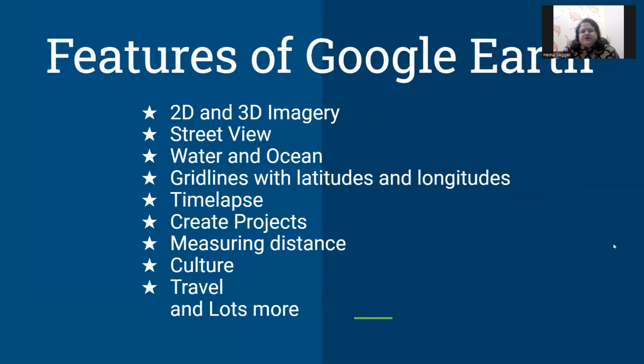Now, the features of Google Earth: you can have 2D and 3D images, street views, water in the ocean, grid lines with latitudes and longitudes, time lapses, you can create projects, measure the distance, and even get the area and perimeter between cities and any particular area. You can visit the culture of any country. You can travel anywhere. For example, if you want to show students about skiing, the portion is given, you can explore how skiing is done, and lots more.